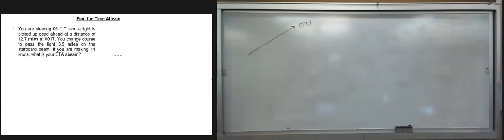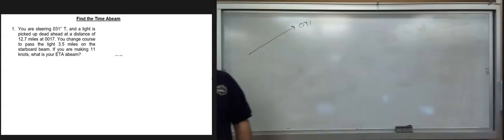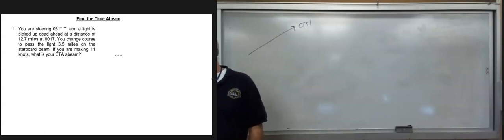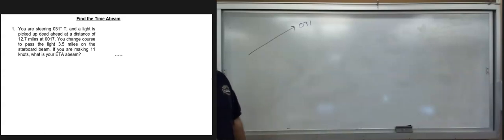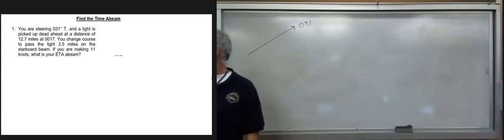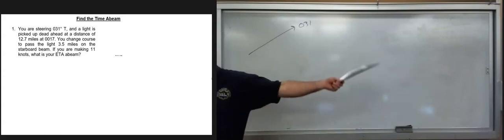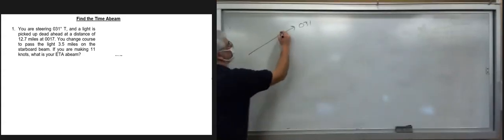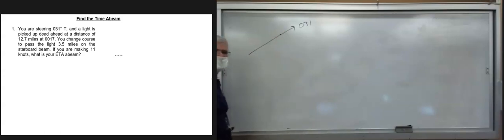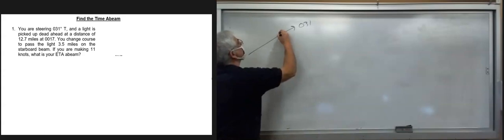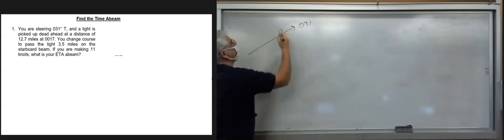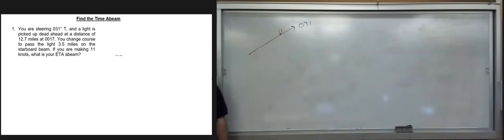Okay? And a light is picked up dead ahead. Olivia, you're steering 0, 3, 1, and a light is dead ahead. What's the bearing to the light? 0, 3, 1. Okay? This light is on my course heading. So I'm just going to arbitrarily put a light, if I want to have a picture. It's fixed, not floating, because if it was floating, it would be a triangle. It would be a diamond, right?